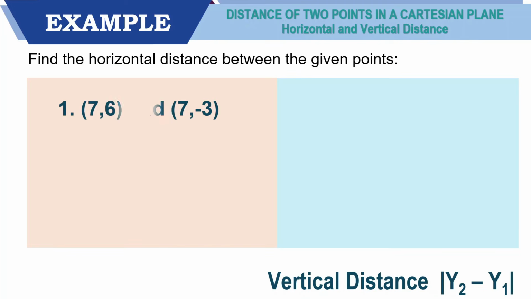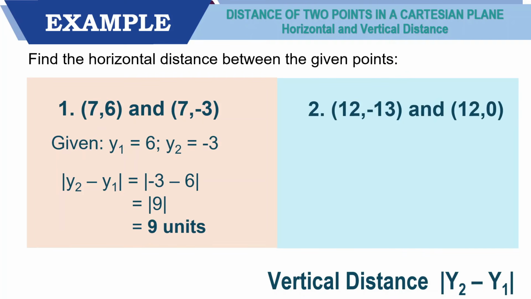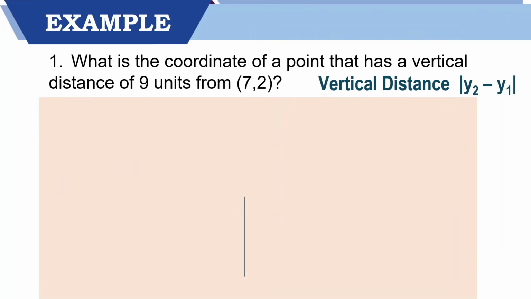Let's have other samples. How far apart are (7, 6) and (7, -3)? Let's use the formula. The absolute value of y sub 2 minus y sub 1 is equal to the absolute value of negative 3 minus 6, which is equal to negative 9, which is equal to 9 units. Let's have another example: (12, -13) and (12, 0). Substituting those y coordinates to the formula, we will have the absolute value of 0 minus negative 13, which is equal to the absolute value of 13, which is equal to 13 units.